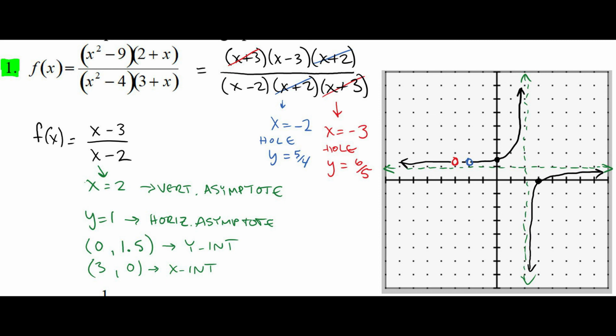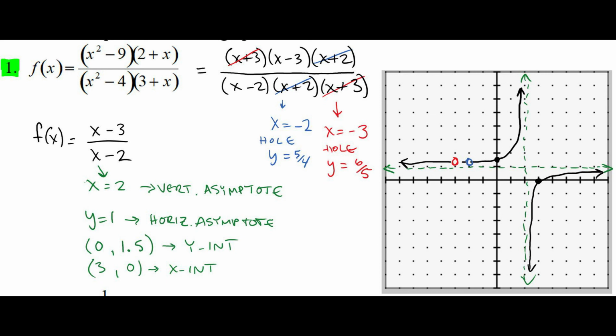We have a vertical asymptote at x equals 2, because that's what makes the bottom of this 0. I have a horizontal asymptote. Since the degree of the bottom and the top match, we look at the coefficients, and they're both 1, so 1 divided by 1 is 1. So we're going to say our horizontal asymptote is at y equals 1.